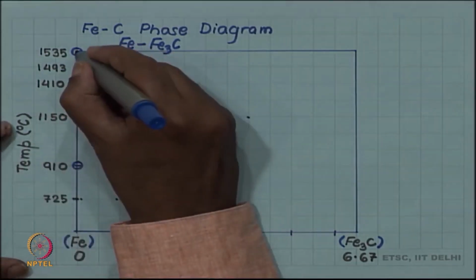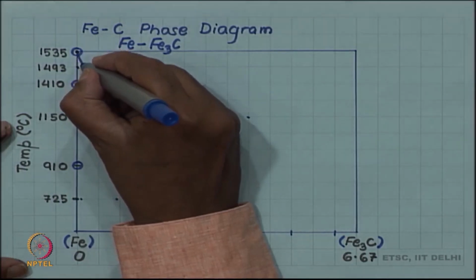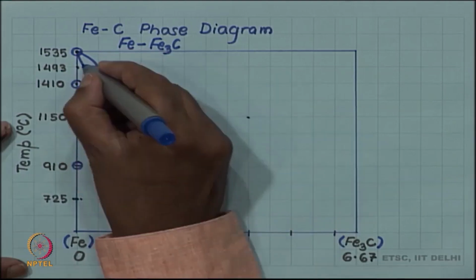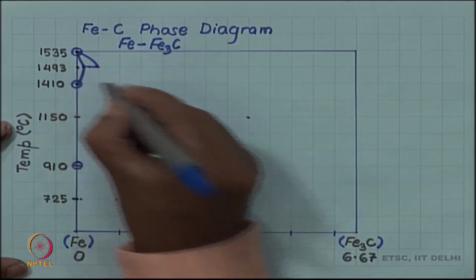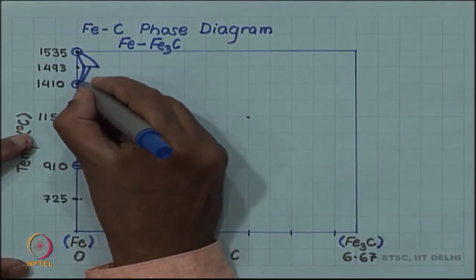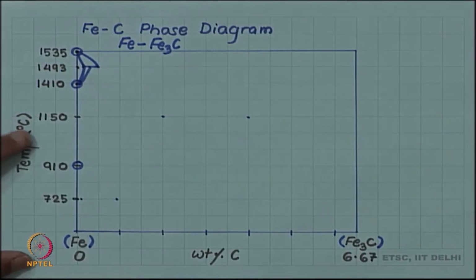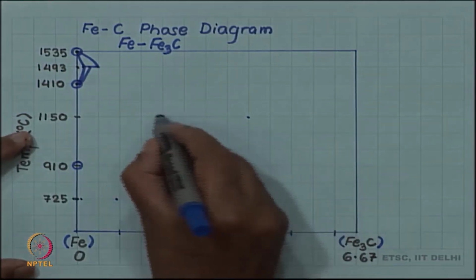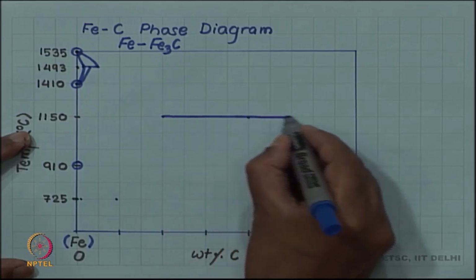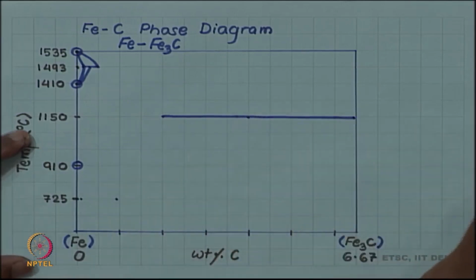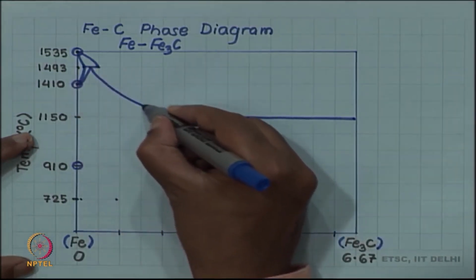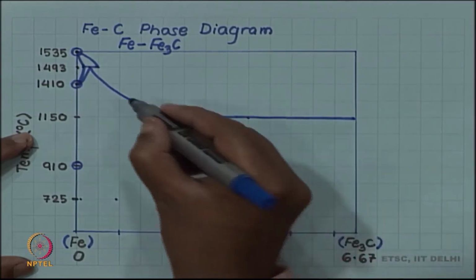So, let me first complete this invariant reaction. So, there is a phase boundary like this, then it connects with 1410. The other invariant reaction runs here, and there are phase boundaries connecting these two invariant reactions.